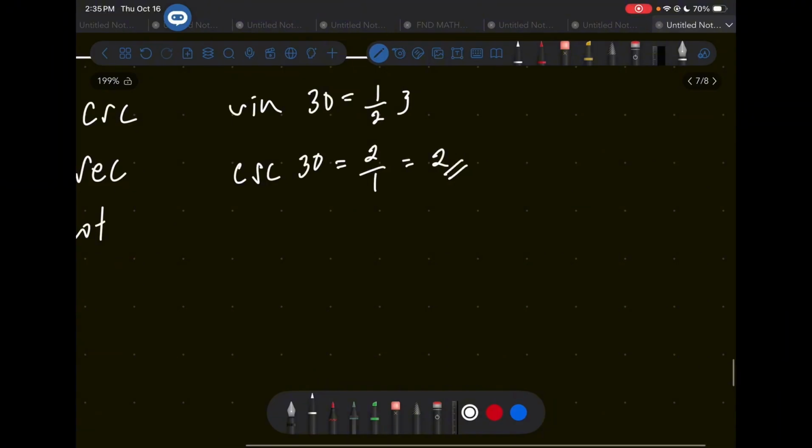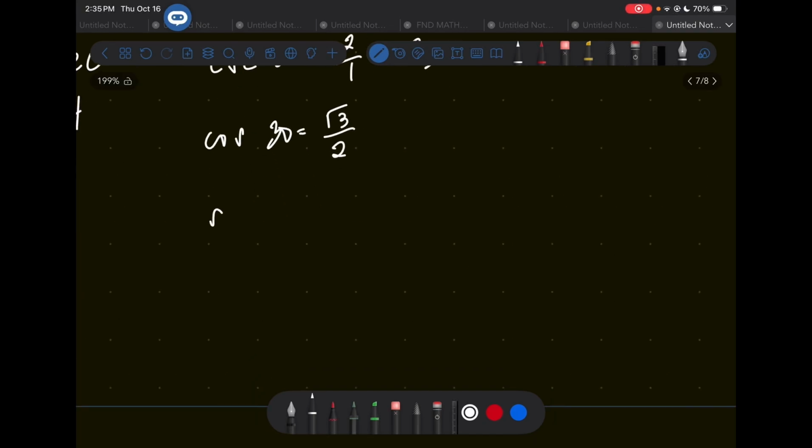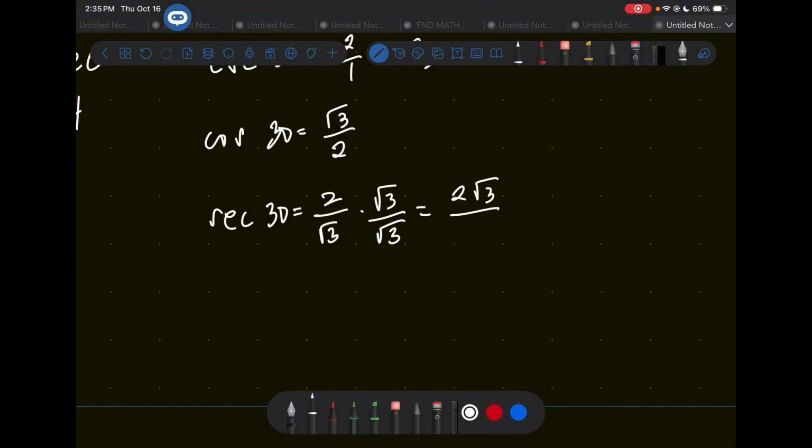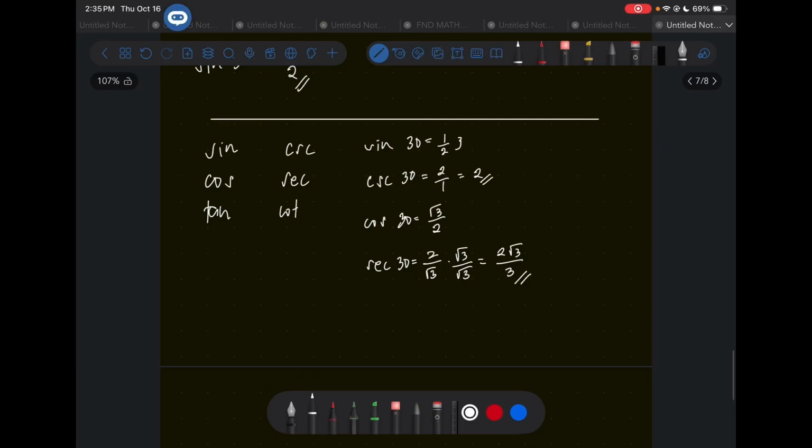What about secant? Cosine 30 is equal to square root of 3/2, so your secant 30 is going to be 2 over square root of 3. But we need to rationalize this, which will end up with 2 square root of 3 over 3. So that's just the difference.